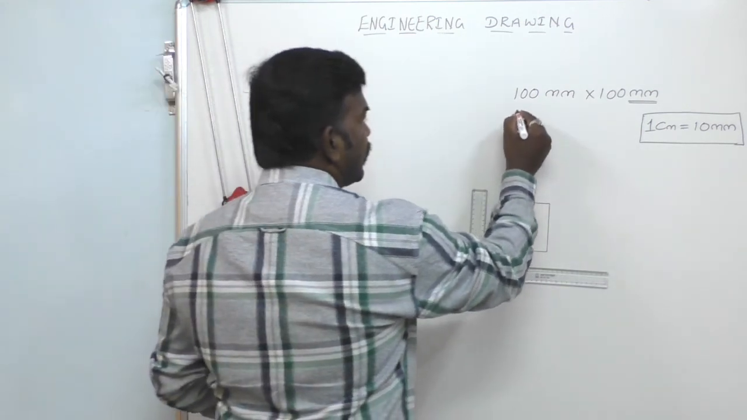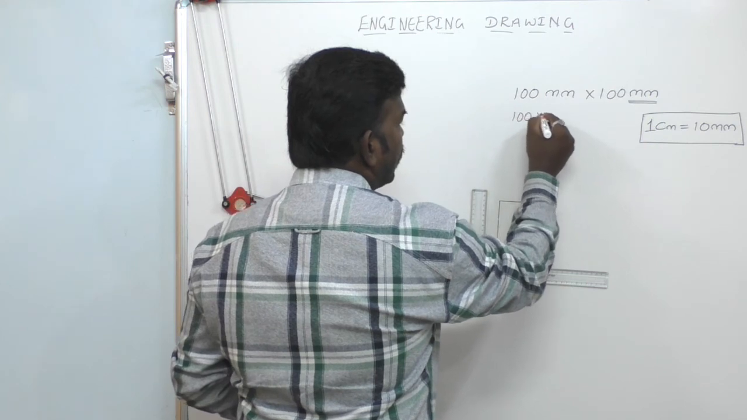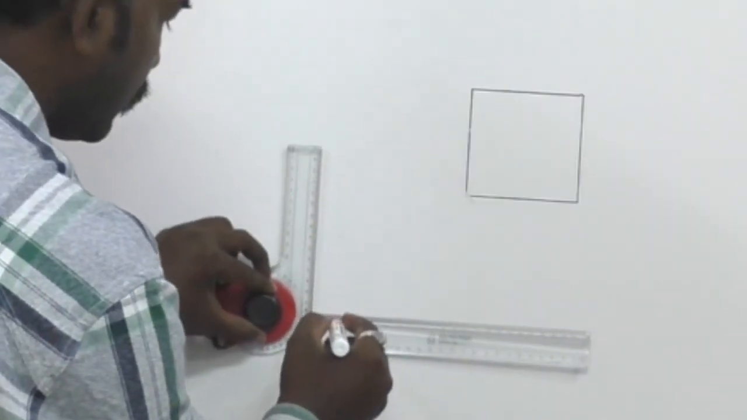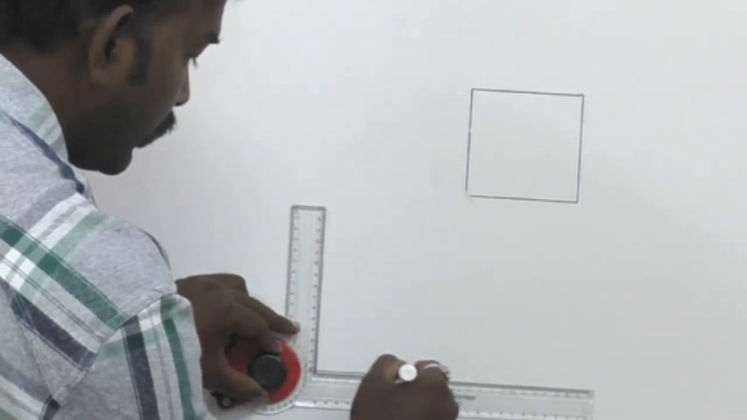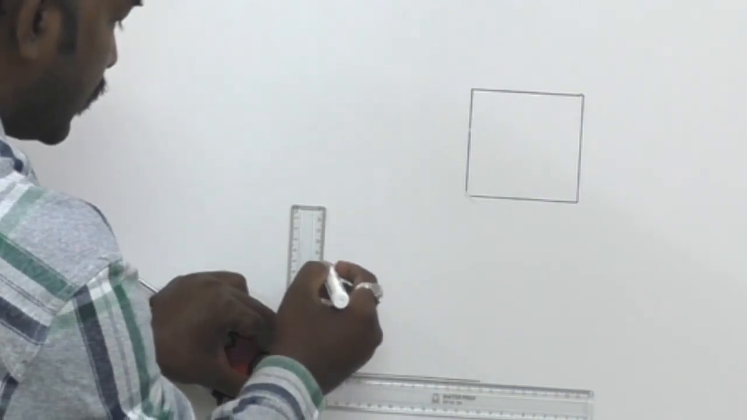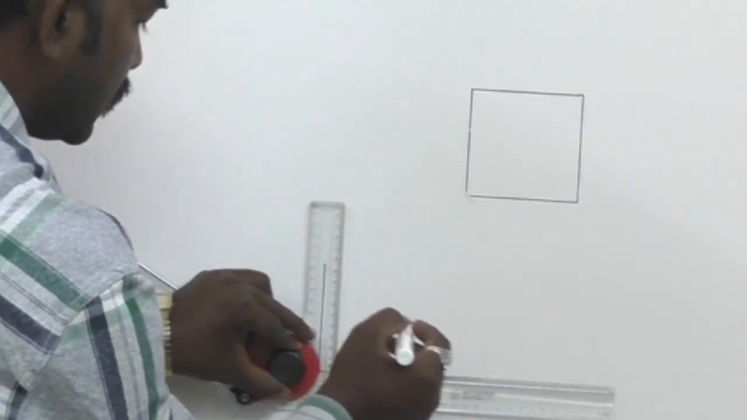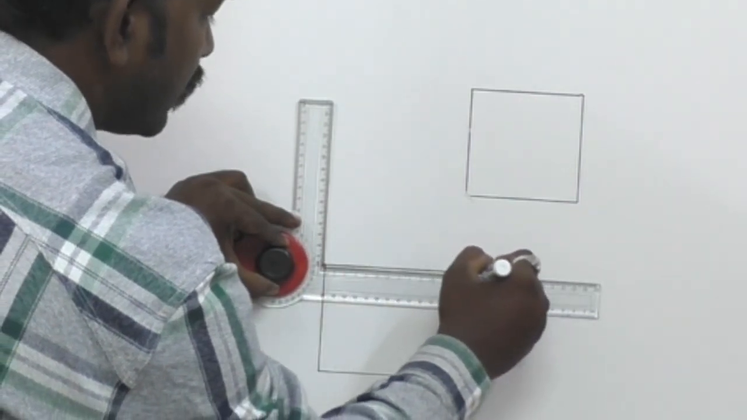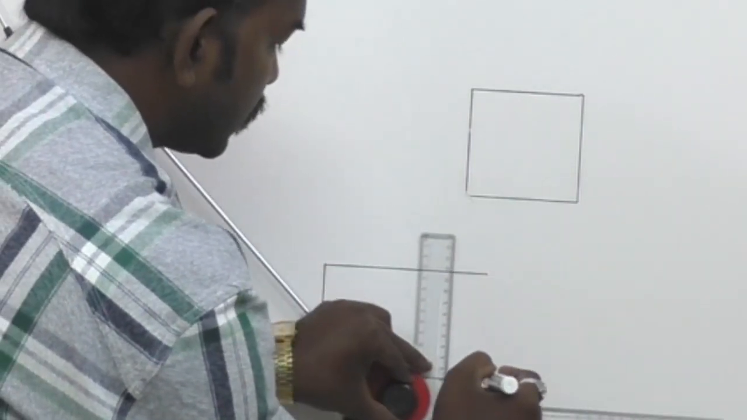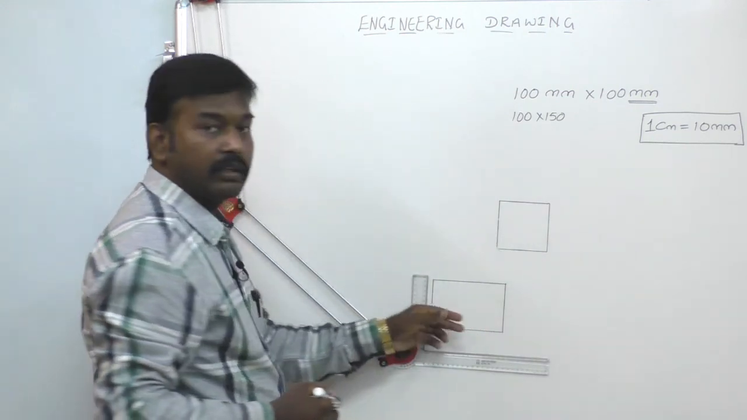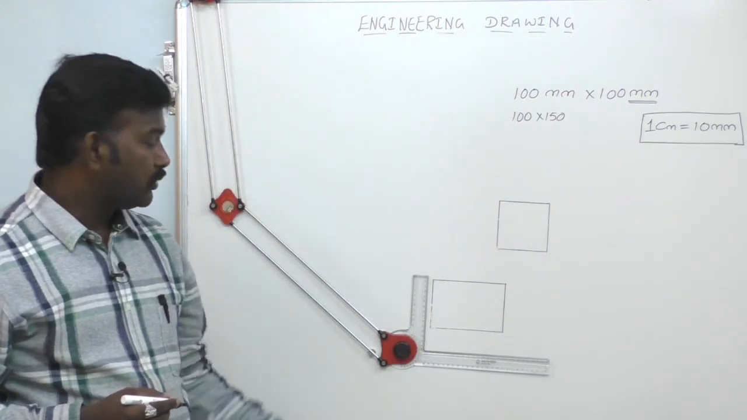Now construct a rectangle of 100 by 150 mm. So the larger dimension, 150 mm, is on the x-axis and 100 on the y-axis. So here also I am taking 15 centimeters. Simply closing this. Here this is another object drawn using the drafter.